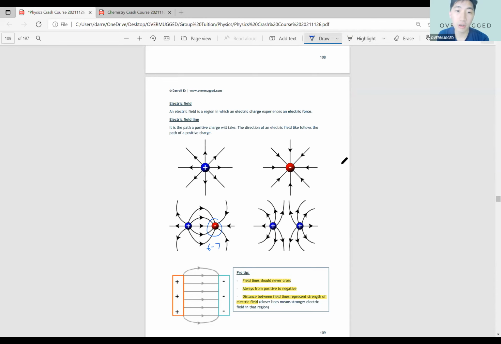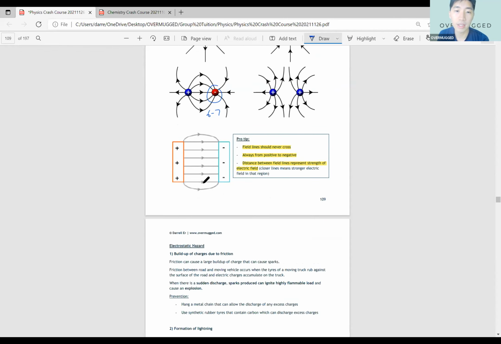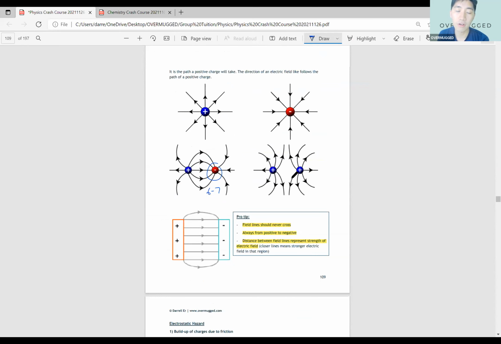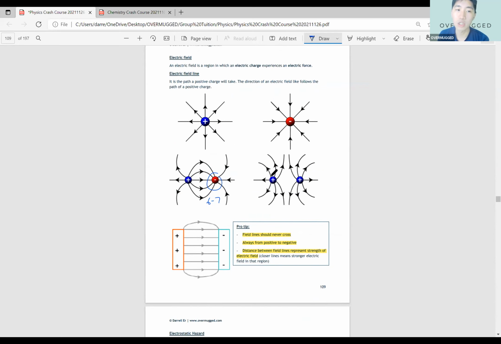Okay, drawing of electric field lines is important because you have different variations. There are a lot more other than the few that you see here. Of course, it comes with a bit more practice. You will see those examples.